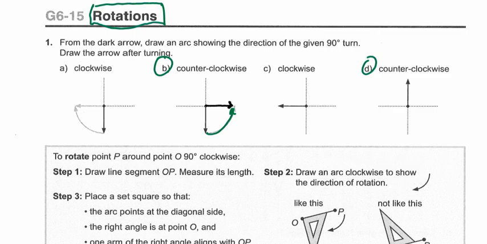For D, it says counterclockwise. Well, if the arrow's here, counterclockwise is this way. 90 degrees is a quarter turn. So it goes to there. And again, just going back to my black arrow to draw in would be like that.